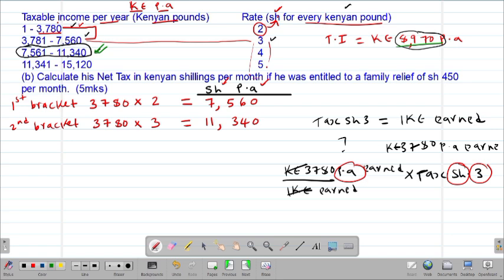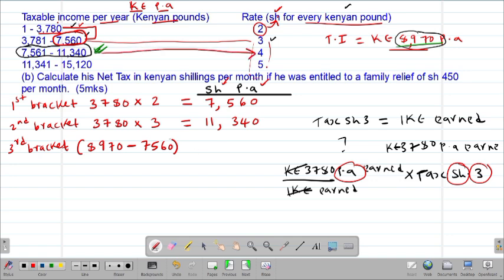So it means that this will be our last bracket, so we'll find the remaining amount. To get the remaining amount, we're going to move to our third bracket or the third slab. You will take the taxable income, which is 8970, then you subtract the total amount that is coming immediately before the last bracket. So you subtract 7560. Then of course the tax rate in this particular case was 4, so I'm going to multiply this one by 4.